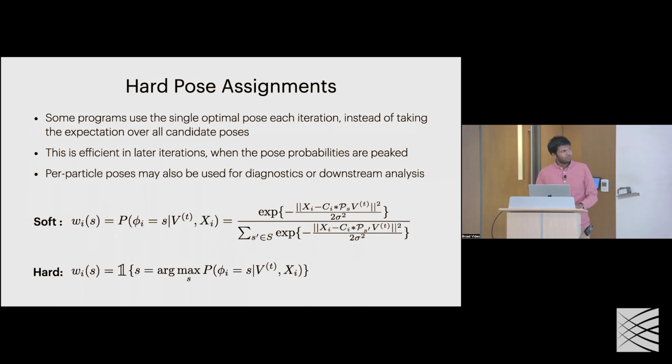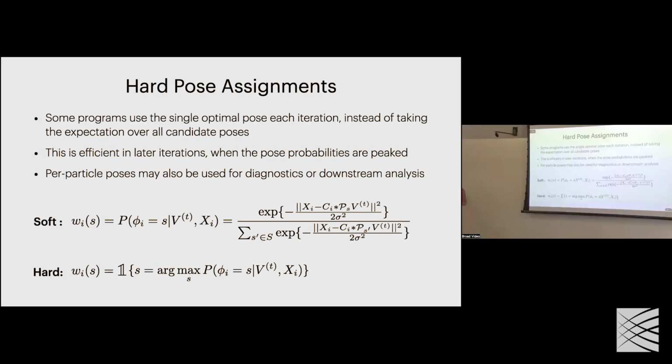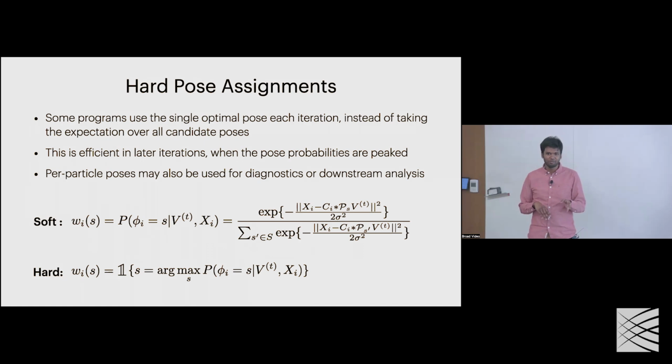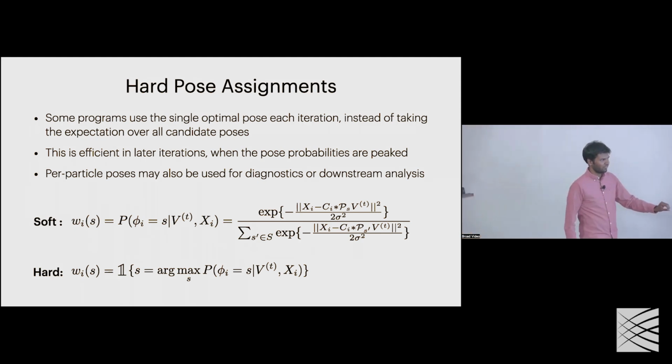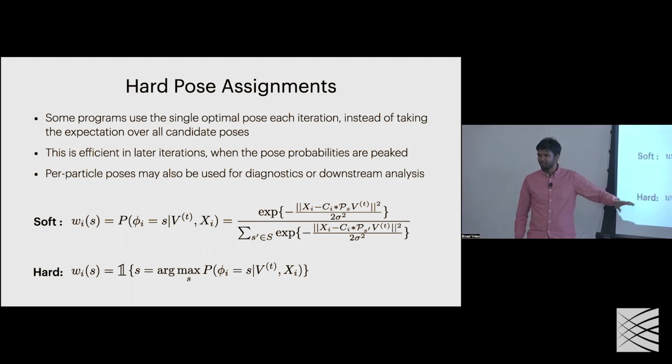One other note I'll make is that when I presented the EM algorithm, I presented it in a purely probabilistic framework where we essentially assigned a probability to each possible pose for each possible image. What's done in practice in a lot of programs is that instead of constructing that full posterior over poses, you actually just take the best pose. And so you alternate between estimating the absolute best pose and then using the best pose to then update your volume reconstructions.